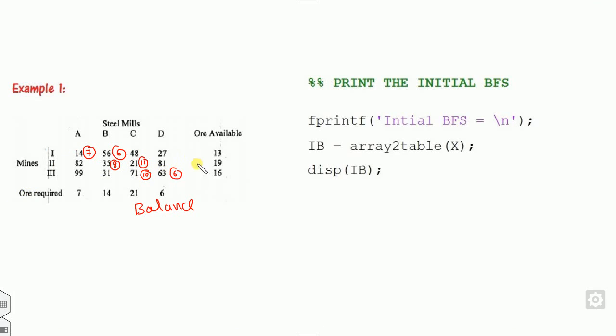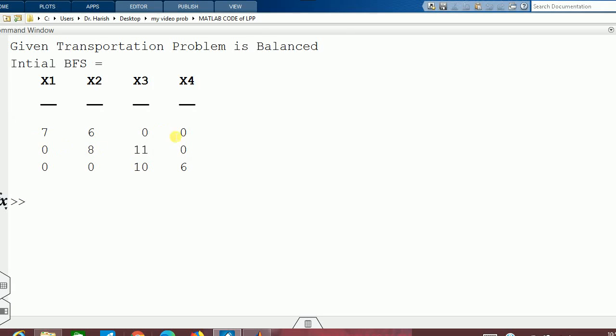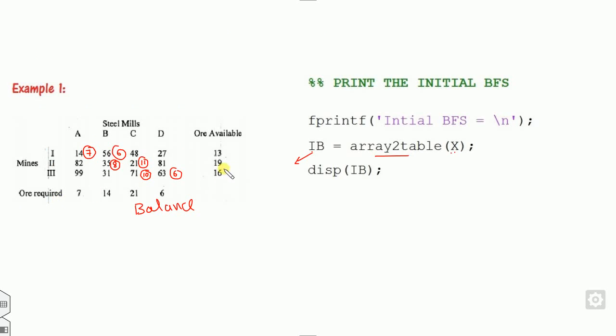Since all the values are stored in the capital X, I use the array to table capital X of the IBFS, initial BFS. Look at that, this is the printing solution. Now that you have found the initial BFS, you want to check whether it is degenerate or non-degenerate. How do you check that?